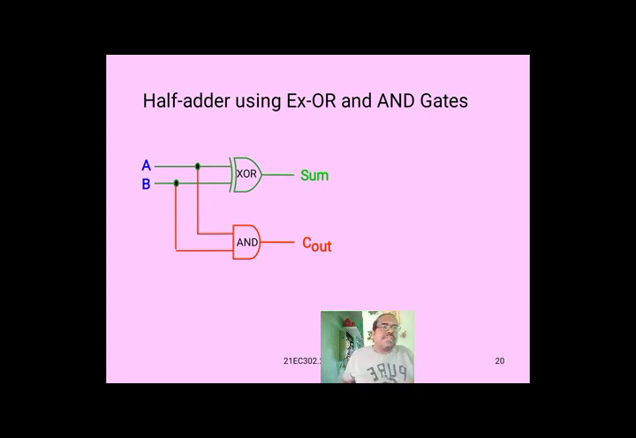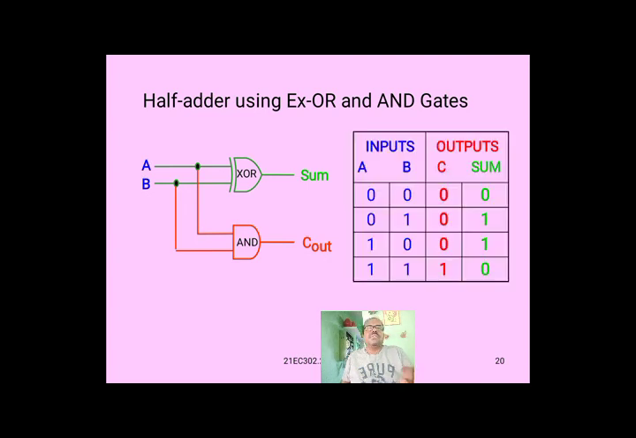Please note the diagram, most important one. It may be asked in a 3 marks question: draw the diagram for the half adder using XOR and AND gates. The truth table is here. Already we have covered this one.